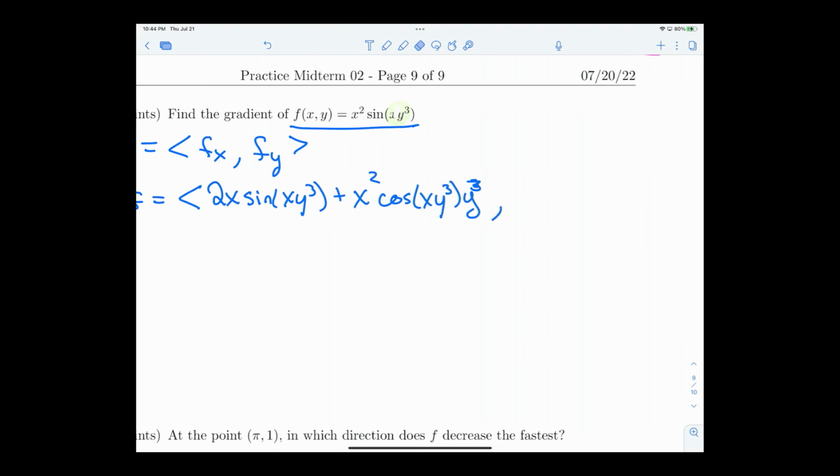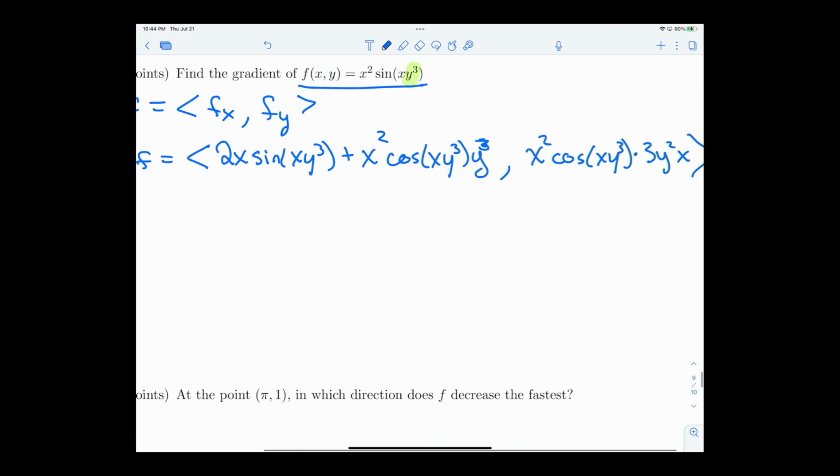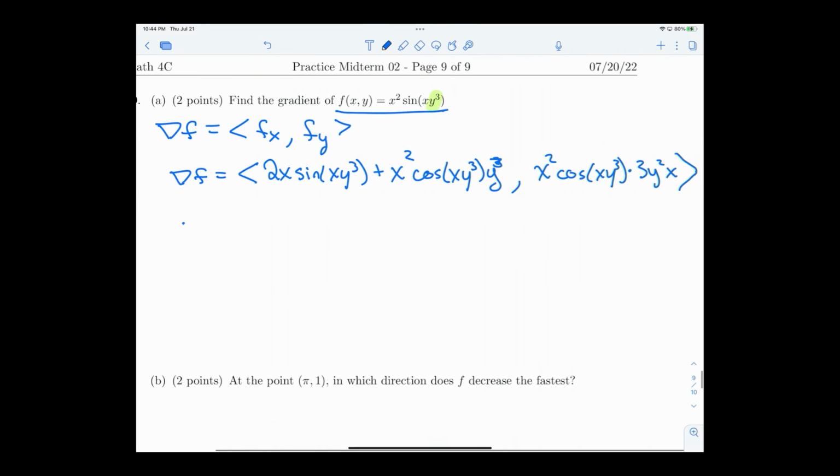Now we need the partial with respect to y. There's only one y, right? This is the only y in there. So the partial is going to be x squared, and then the derivative of sine is going to be cosine xy cubed times the derivative of what's inside with respect to y. The derivative of y cubed is 3y squared, and then x. So we have 3y squared x. Okay, there we go. So there's our gradient.